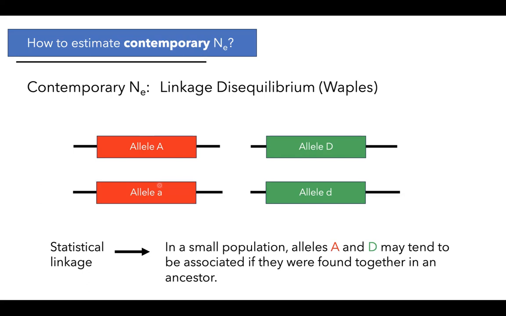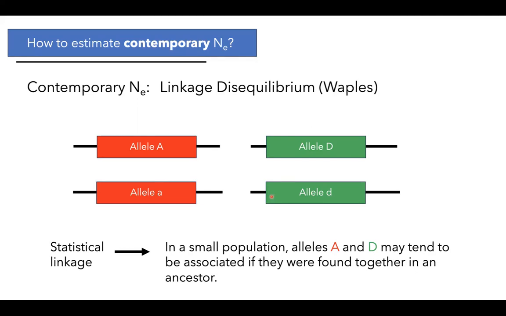We can also see this phenomenon of linkage disequilibrium among loci that are not physically linked to each other. So loci that are on different chromosomes altogether, okay? So here we have our red gene with the big A and the little a alleles. On a completely different chromosome, we have some green gene that has a big D and a little d allele, okay? And particularly in small populations, we may see some statistical association between alleles at the red gene and alleles at the green gene. So for example, big A and big D may tend to be found more often together than you would expect at random. Particularly again in small populations.